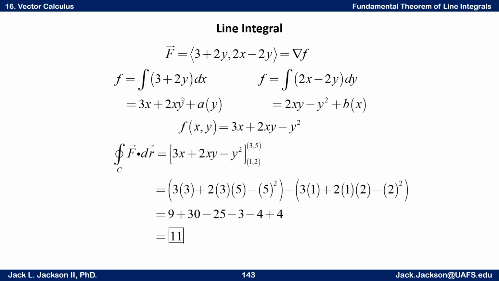This is 3x, this is 2xy, and then you could have a constant function, but this constant function just has to be constant with respect to x. So it could actually be a function of y. I'm just going to call it, say, a of y. And similarly, f has to be of that form. It has to have a term of 3x, has to have a term of 2xy, and any other terms have to only have y in them.